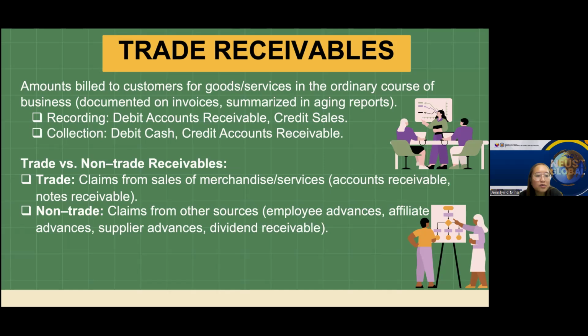How are trade receivables recorded? When a business sells goods on credit, it is recorded as a debit increase. So you need to debit accounts receivable. Credit increases, sales. When the customer pays, the business records a debit increase to cash and a credit decrease to accounts receivable. Trade receivables are money businesses expect to receive from customers who bought on credit, utang. Managing receivables well ensures that the business has enough cash flow.